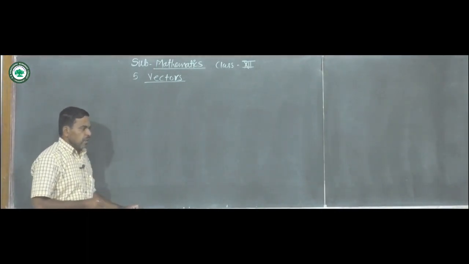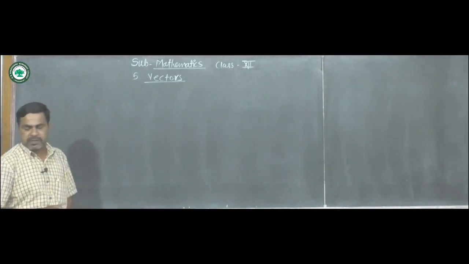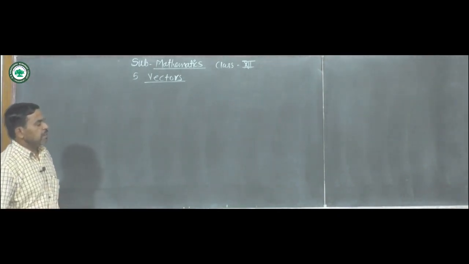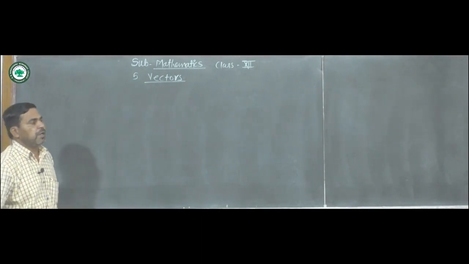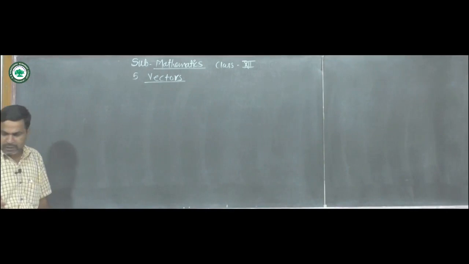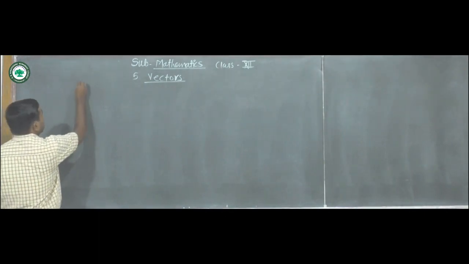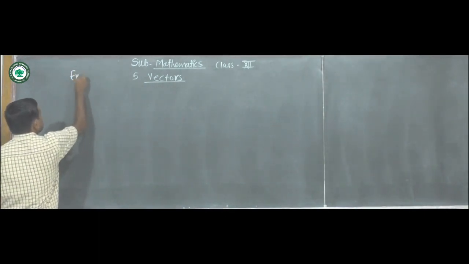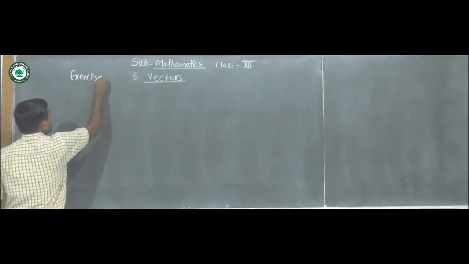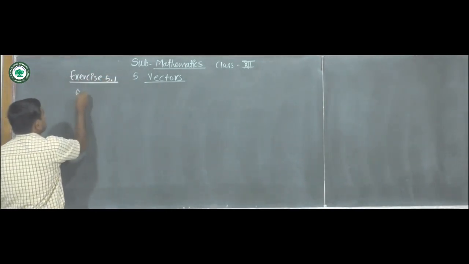Now today we are going to see some examples, problems from exercise 5.1 which are based on this three-dimensional geometry. Okay, we will see the questions one by one. See, the sixth question from exercise 5.1 is question 6.